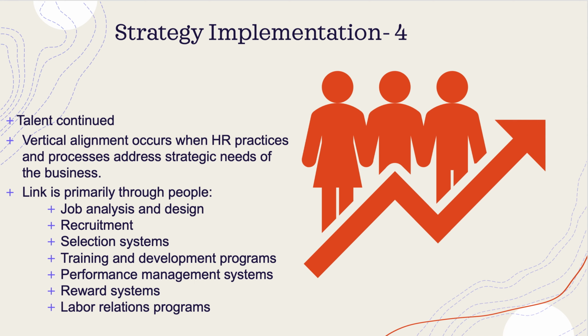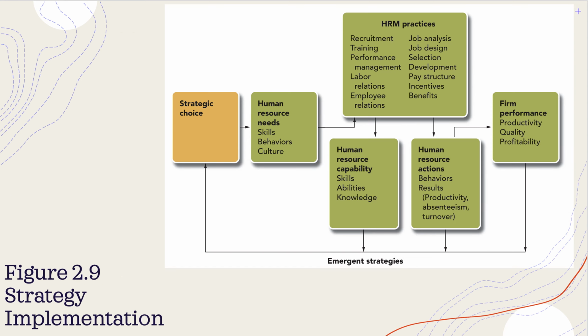You see those links? So here in figure 2.9, what we're looking at is the HRM function that implements strategy through administering HRM practices. We see job analysis and design, recruitment, selection systems, training and development programs, performance management systems, reward systems, and labor relations programs.